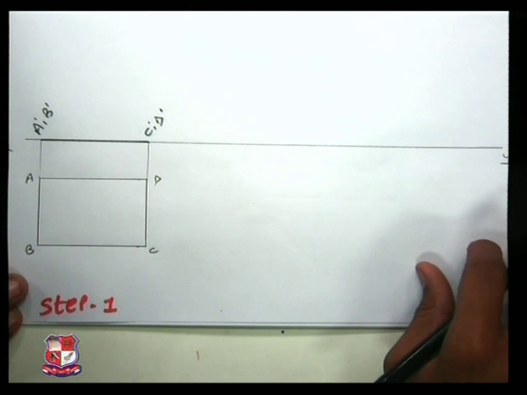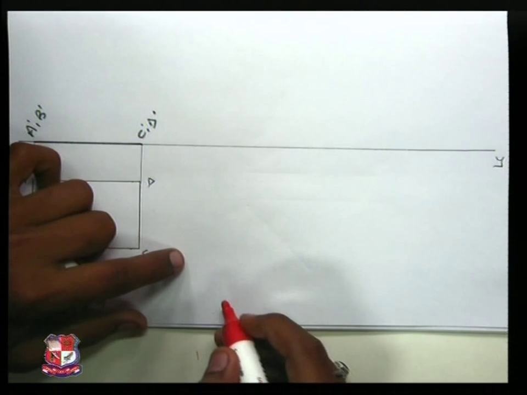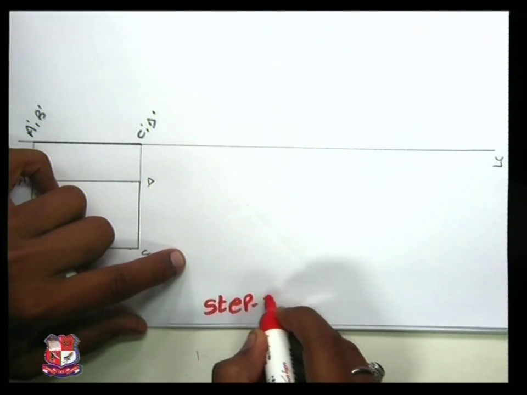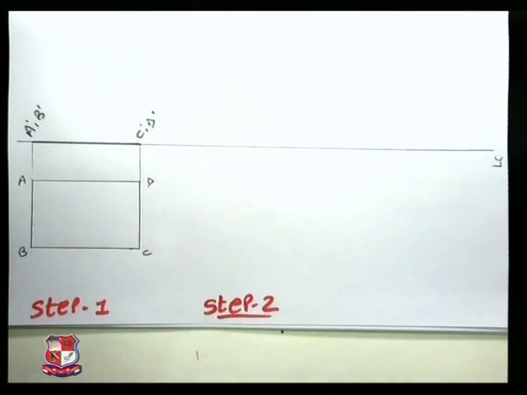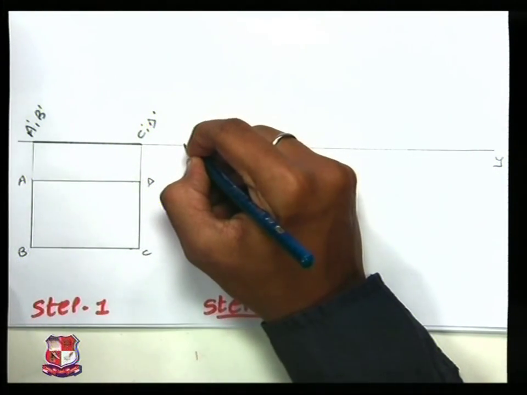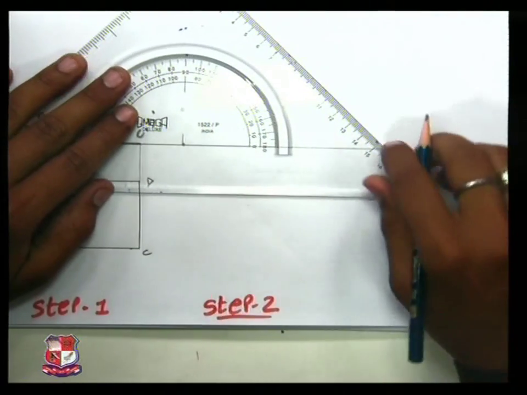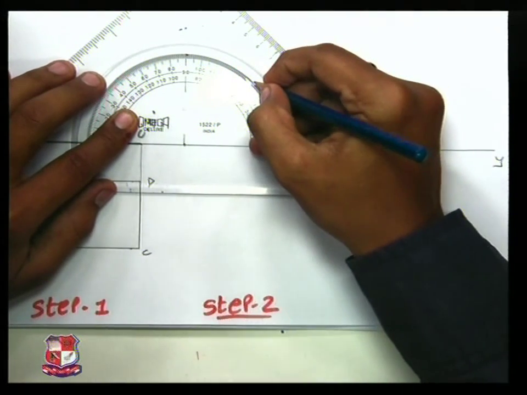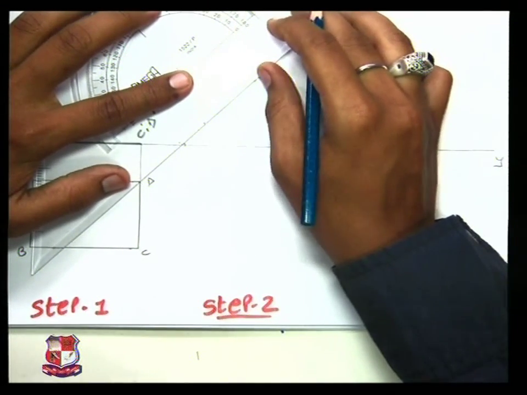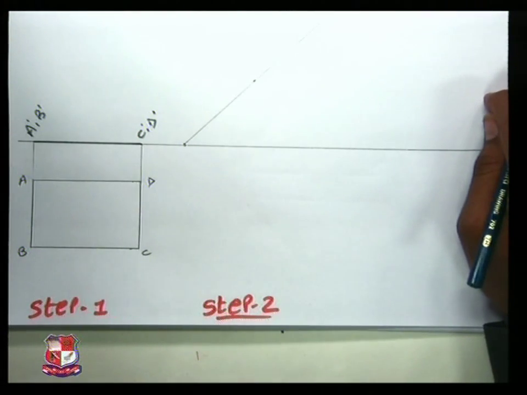Now we will proceed to step 2. What would be step 2? Implementation of the HP angle. What is the angle with HP? It's 45 degrees. Step 2. Angle with HP is given as 45 degrees. I have marked a point at a random distance on the XY line and drawn a very light reference line at 45 degrees.